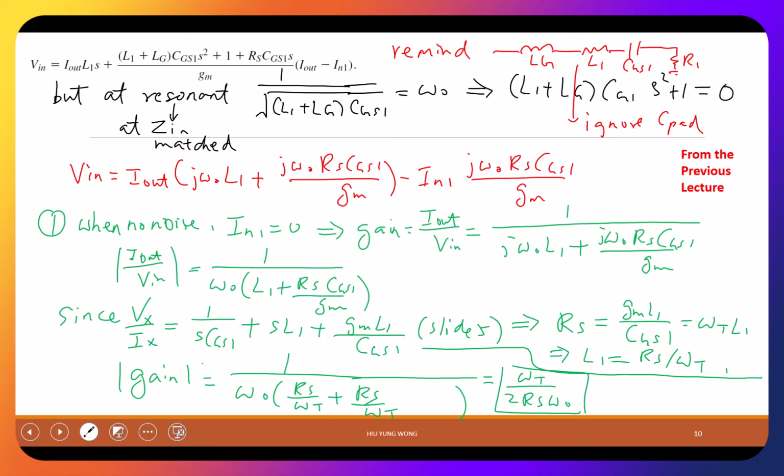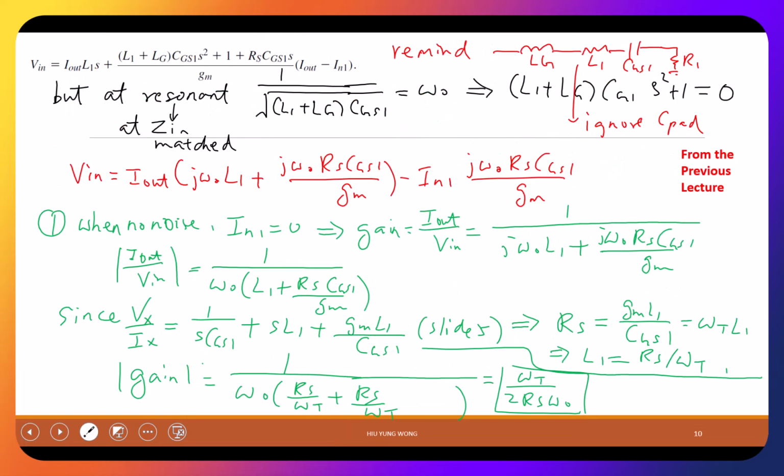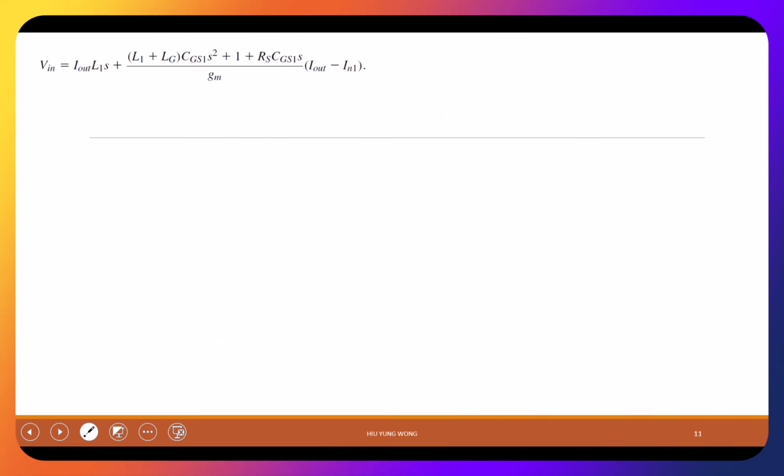So again, as I said, why is it so complicated? Because we try to have one stone, two birds. We have the noise and the input at the same time. We could have just removed this noise and just solved the gain. You will get the same result. Now we continue with this equation, and let's look at how the noise is related to V in or I in, right? So let's just look at the noise.